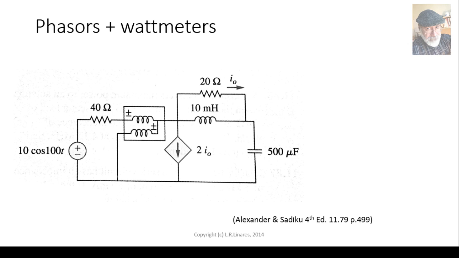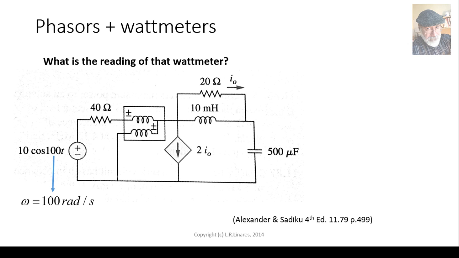We will consider that wattmeter to be ideal, so there is no voltage drop across the ammeter part of the wattmeter, and there is no current flowing through the voltmeter part of that wattmeter. In other words, it is as if that wattmeter was not there. The question is, what is the reading of that wattmeter in that circuit?